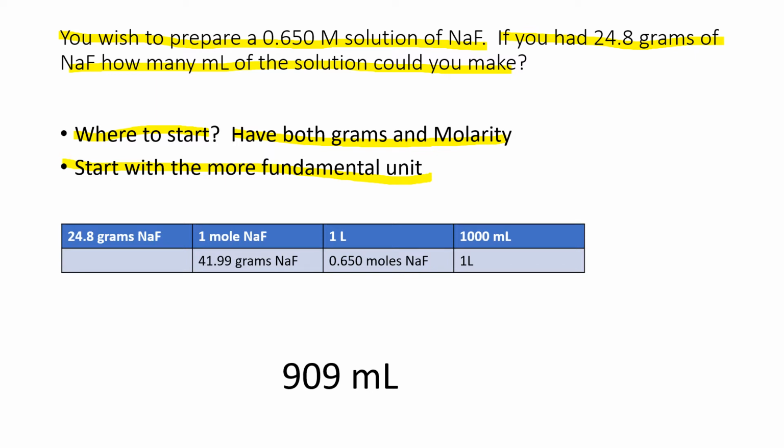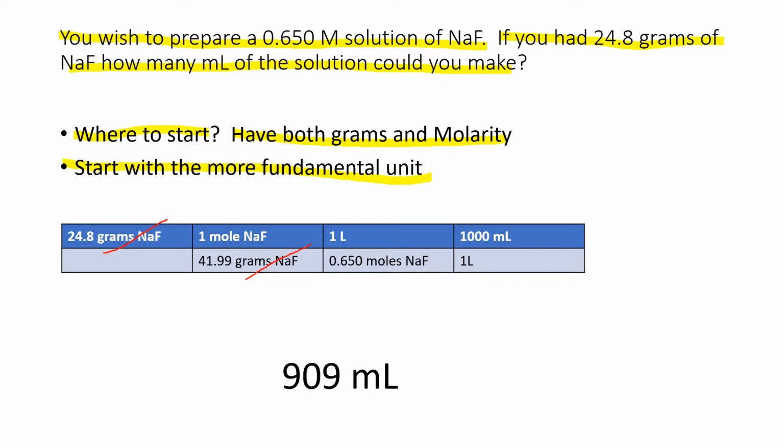So grams, whenever you're in doubt of where to really start on a chemistry problem, generally getting to moles is not a terrible idea. So that's going to be our first step. We're going to convert grams to moles, just like we've been doing quite a lot of already. 24.8 grams of NaF, use the molar mass of NaF, 1 mole of NaF, 41.99 grams of NaF. Grams of NaF cancel. Now we have moles of NaF.